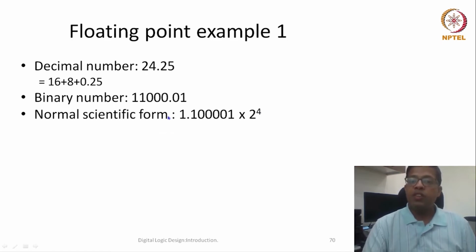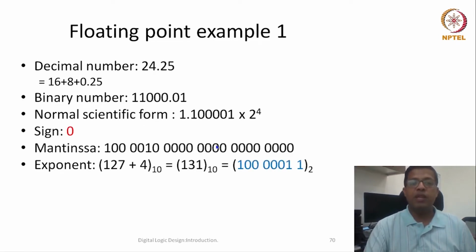Once we have constructed this normal scientific form, I can find out the three values which I require: sign bit, mantissa and exponent. Because this number is positive, we write the sign bit as 0. For the mantissa, we remove the significant digit, and whatever is left is the fractional part, the mantissa part, that we write here.